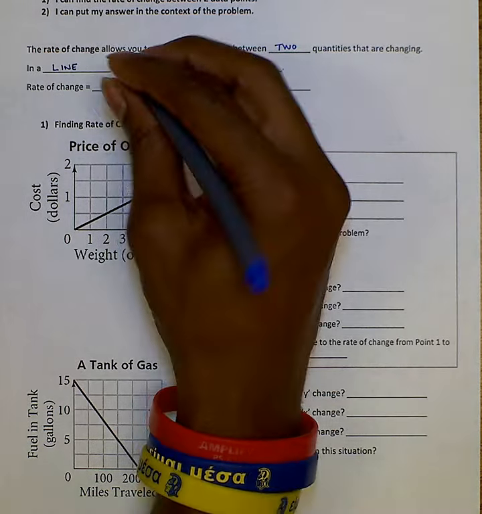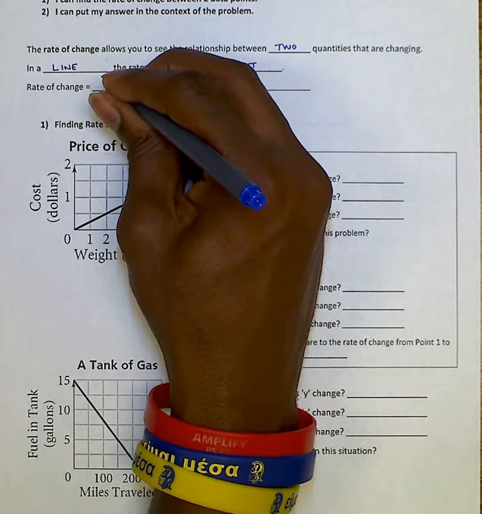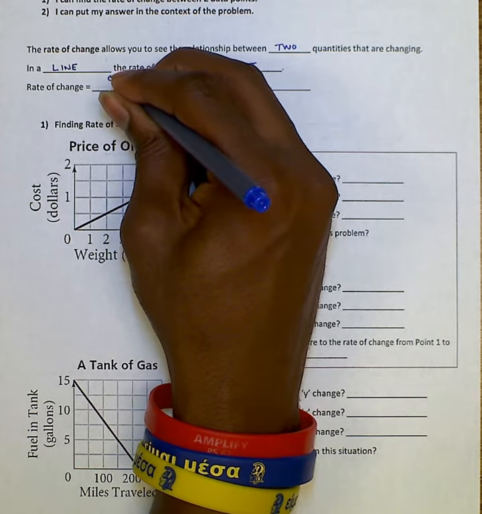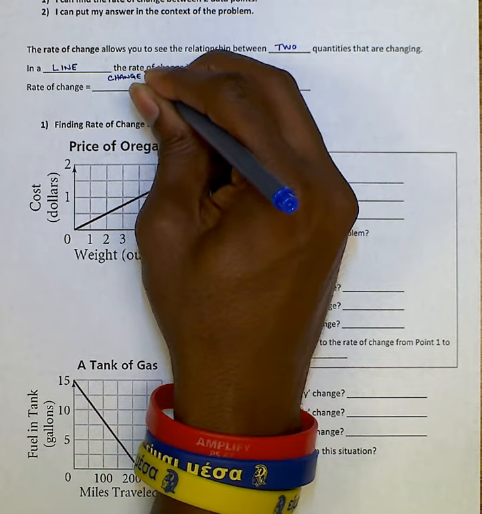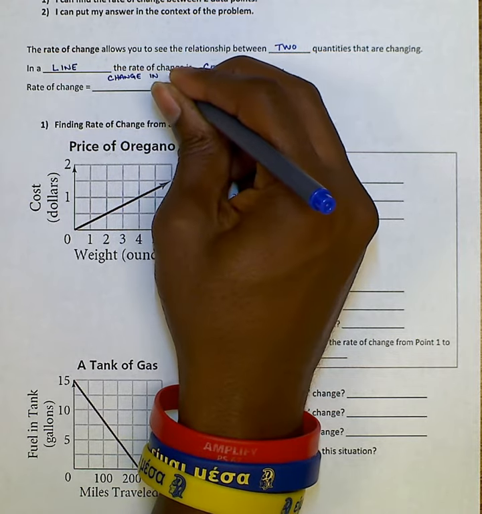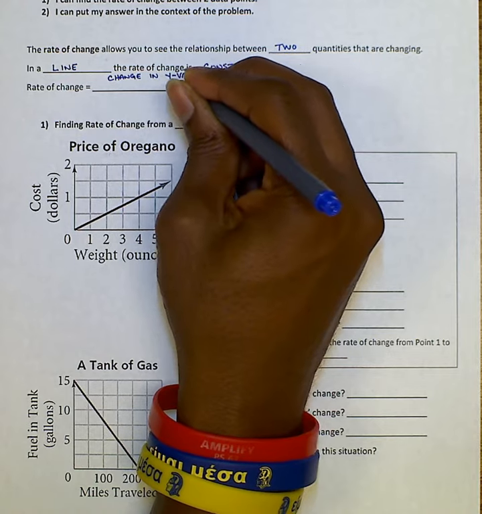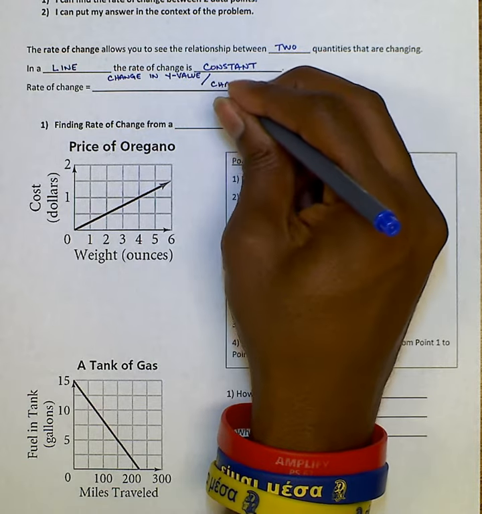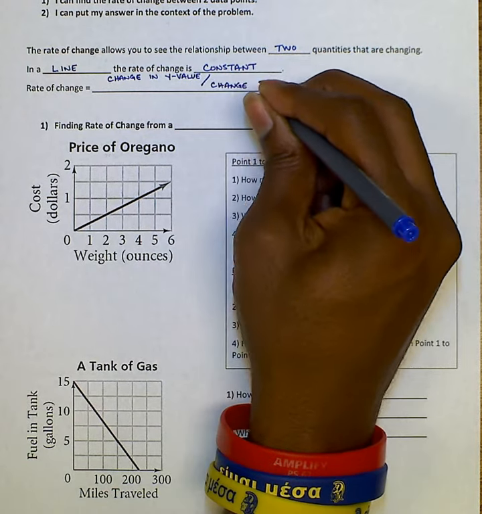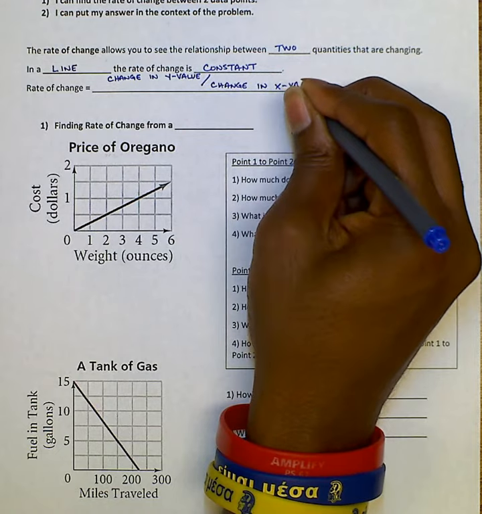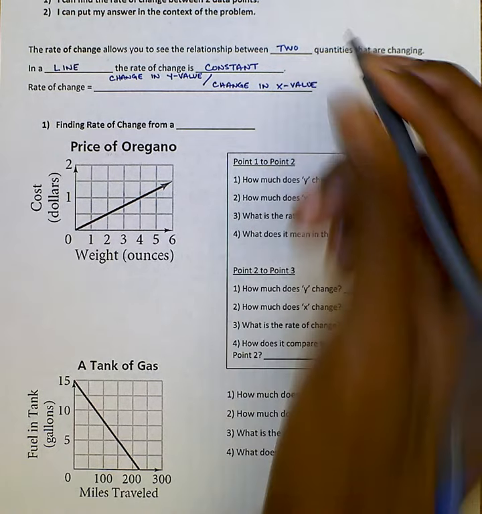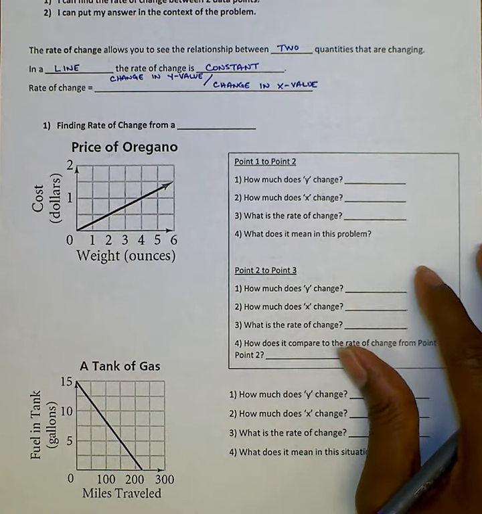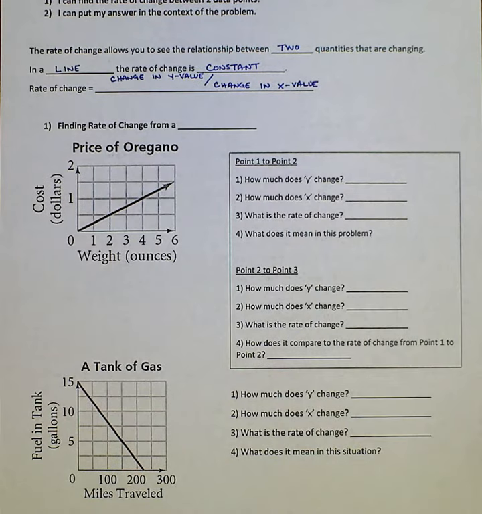The rate of change will be the change in the y value over the change in the x value. It's going to be important for us to know what those values are because the units will matter for us. We can find the rate of change from a few different forms.